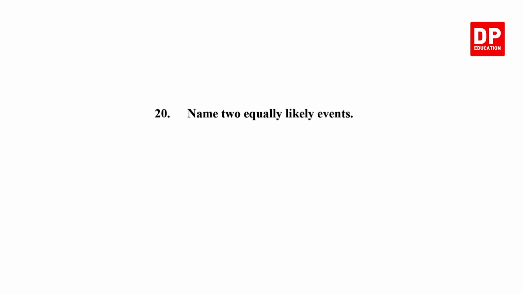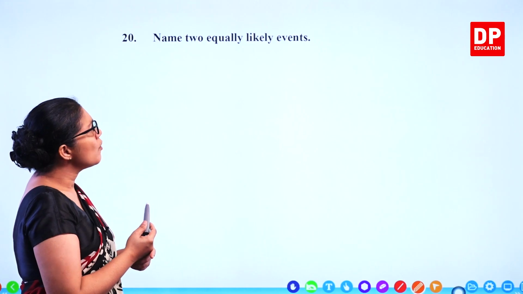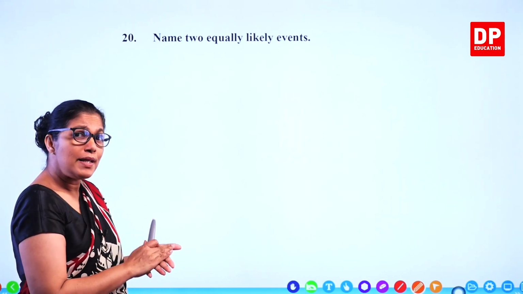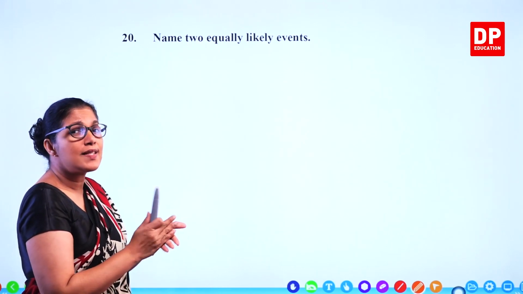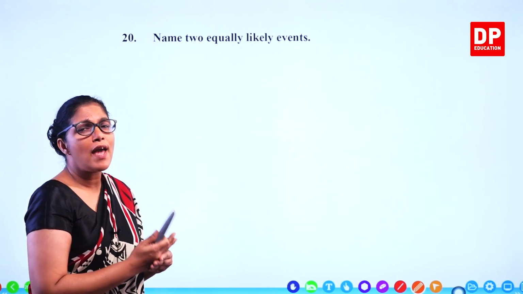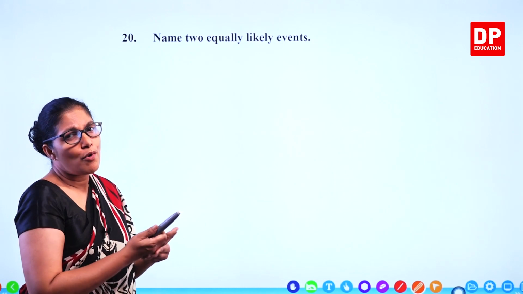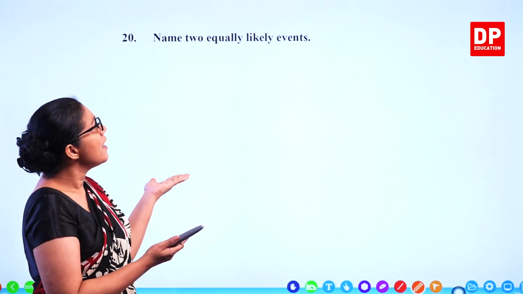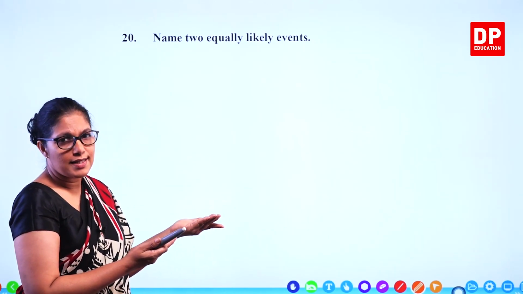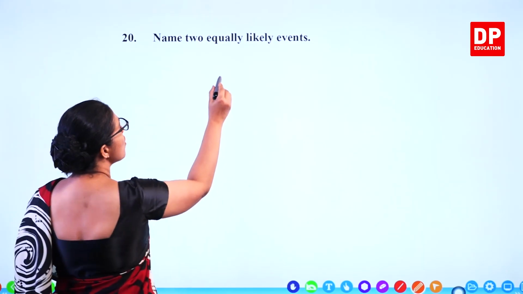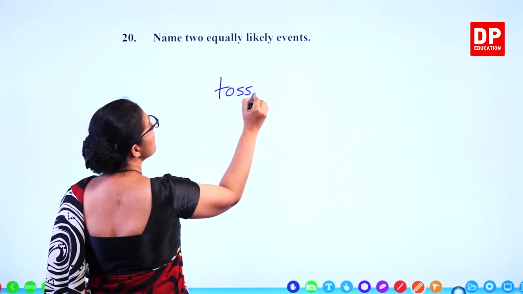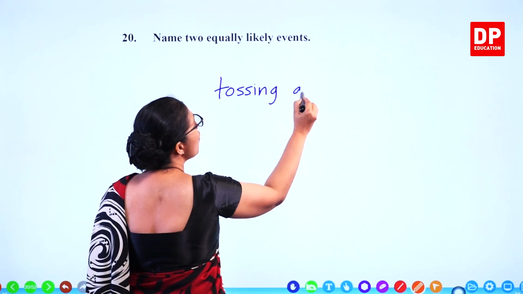Question number 20. Name 2 equally likely events. So what are equally likely events? So the probability of getting something is the same. When you toss a fair coin, what happens? Probability of getting either head or tail, both are the same. So you can write tossing a fair coin.